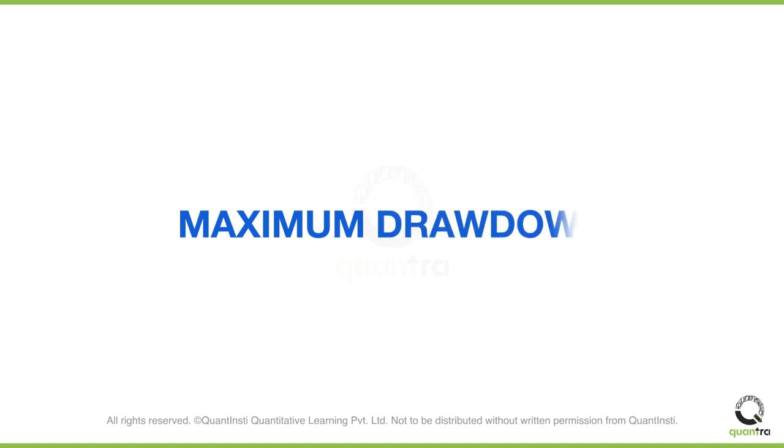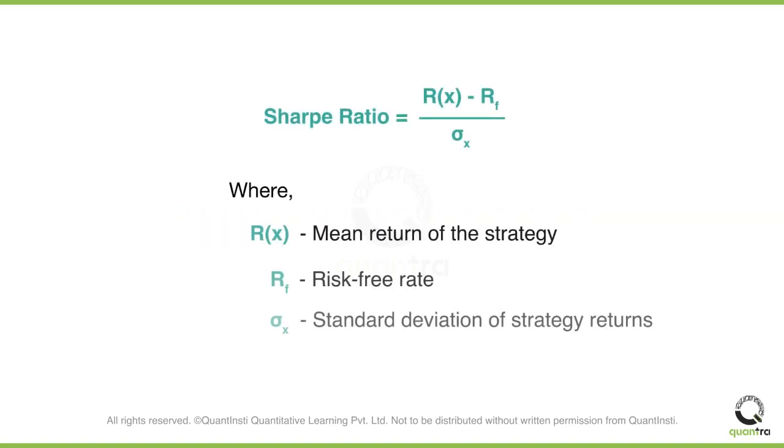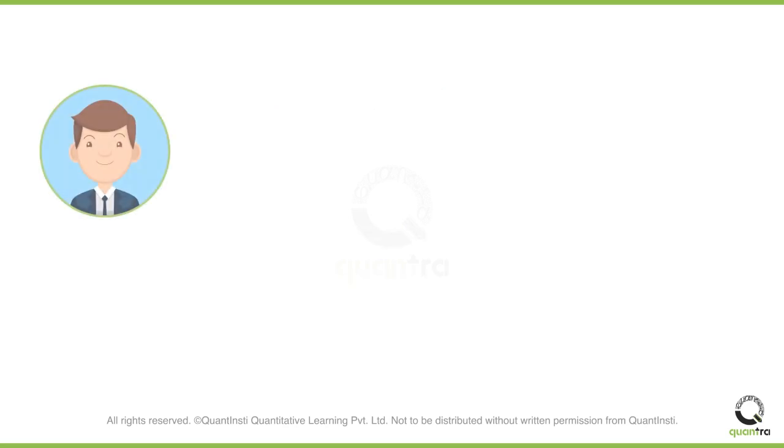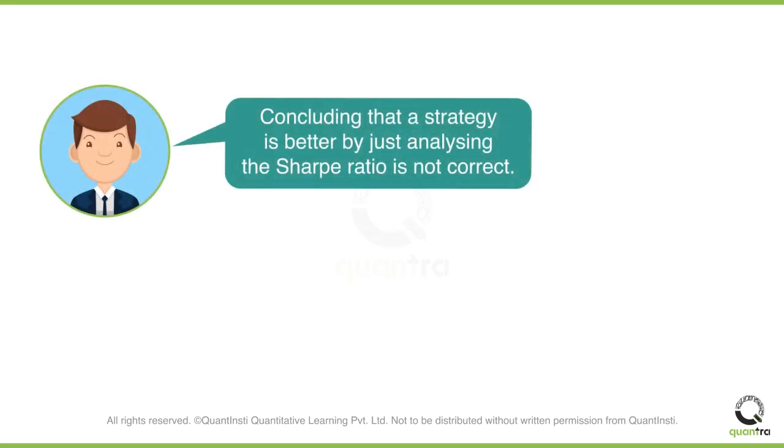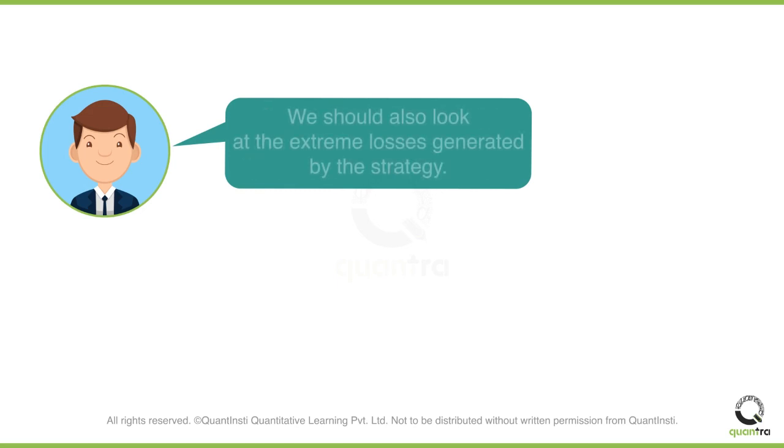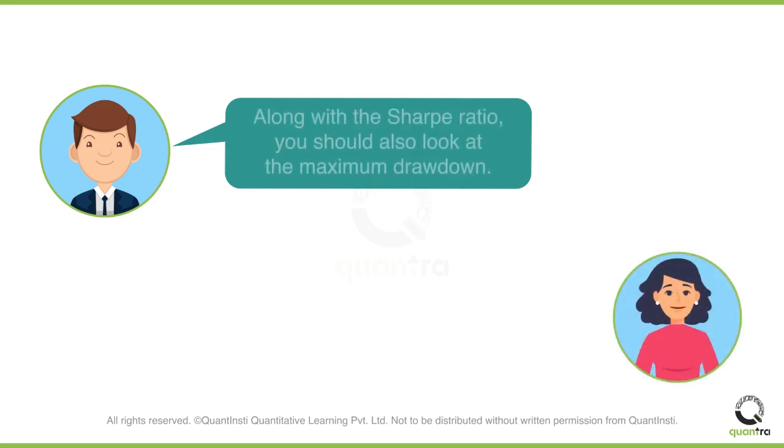Welcome to this video unit on the maximum drawdown. In the previous video unit, we learned about how the Sharpe ratio can be used to evaluate a strategy. John mentioned that concluding a strategy is better by just analyzing the Sharpe ratio is not correct. You should also look at the extreme losses generated by the strategy to conclude which strategy is better. John tells Sophie that along with the Sharpe ratio, she should also look at the maximum drawdown.